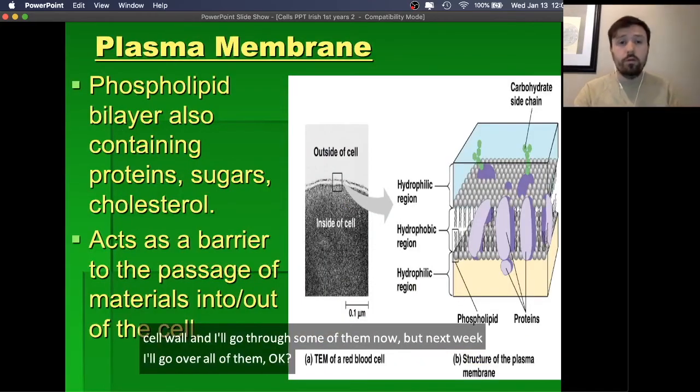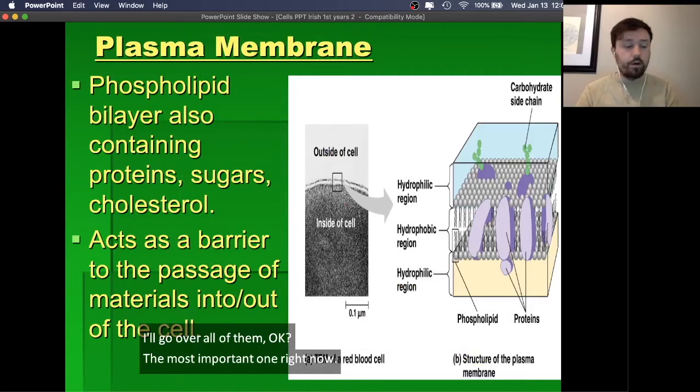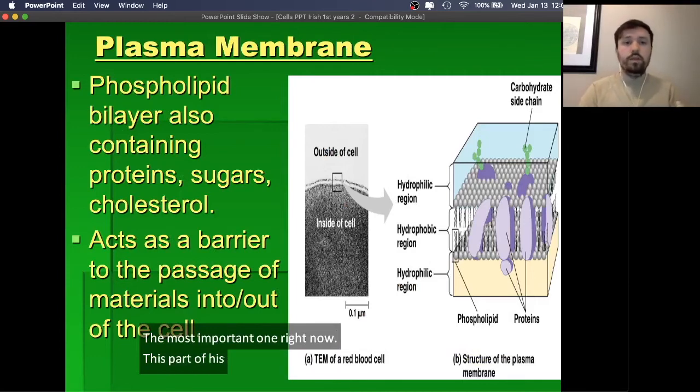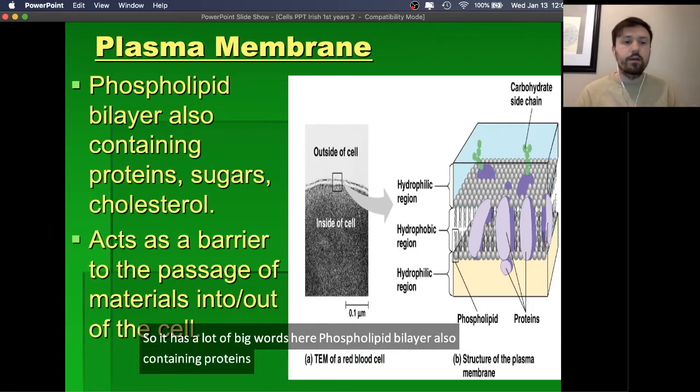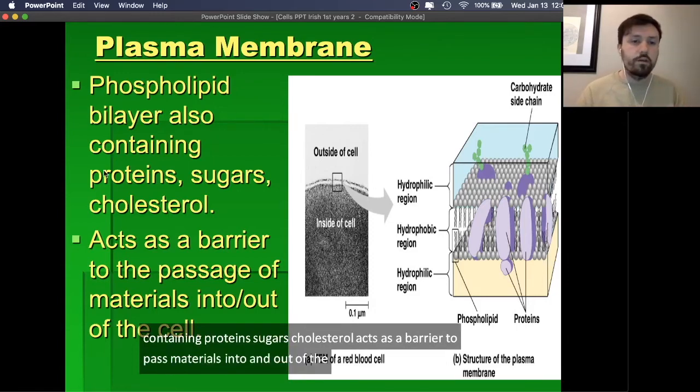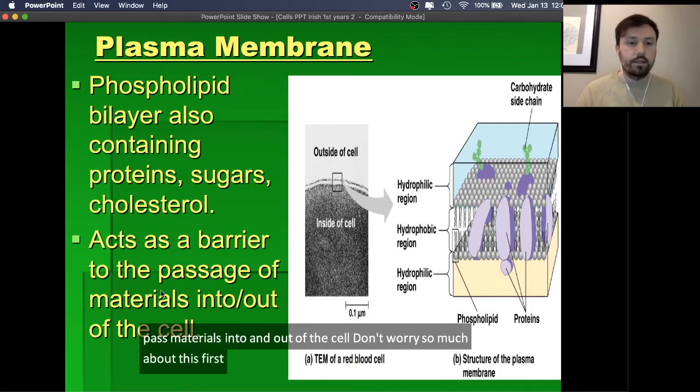The most important one right now, this part of a cell, is the plasma membrane. Okay? There are a lot of big words here: phospholipid bilayer, also containing proteins, sugars, cholesterol, acts as a barrier to passage of materials into and out of the cell. Don't worry so much about this first point here. Worry about this second point.